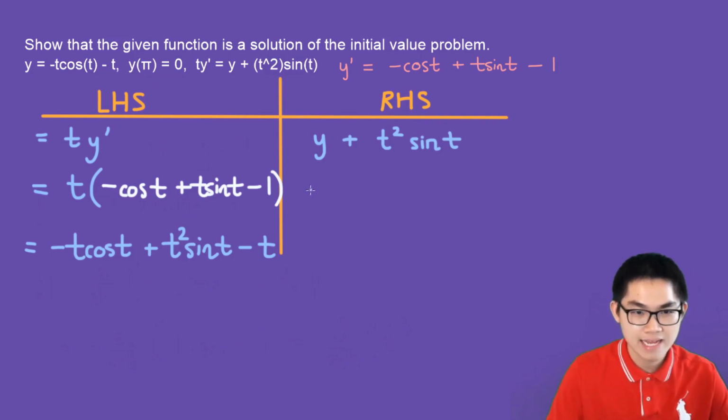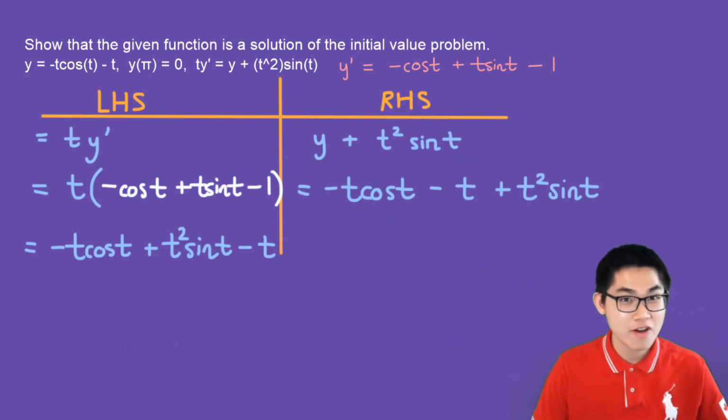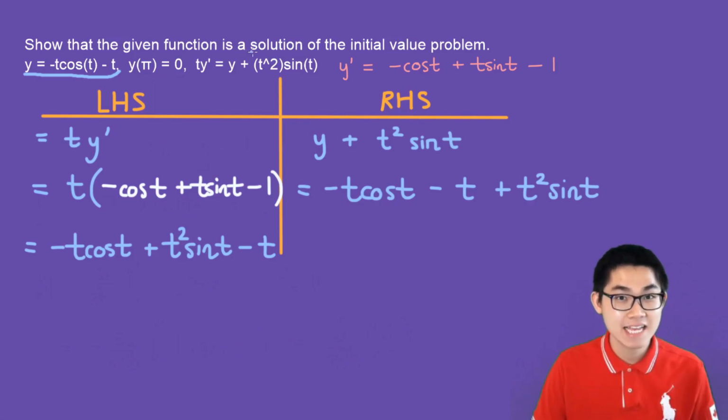And how about the right-hand side? Well, we plug in y. So y is negative t cosine of t minus t plus t squared sine t. And if you look at both sides, they are the same expression. This means that we verified step 2 and our function is indeed a solution to the initial value problem.